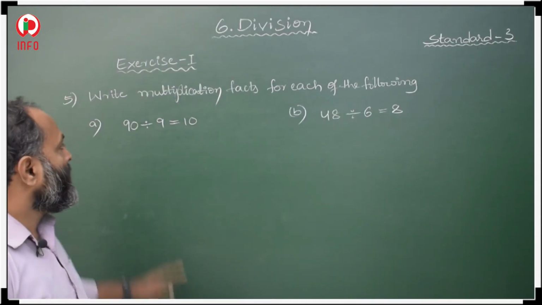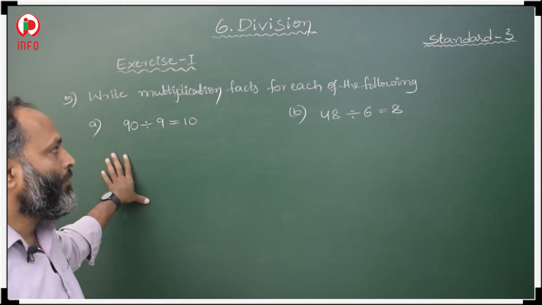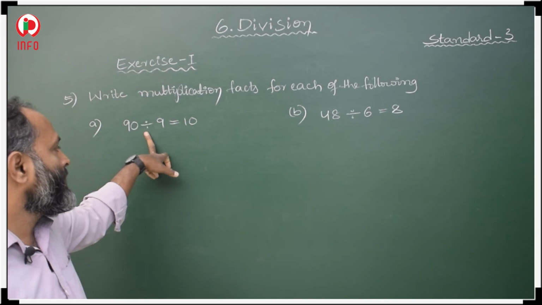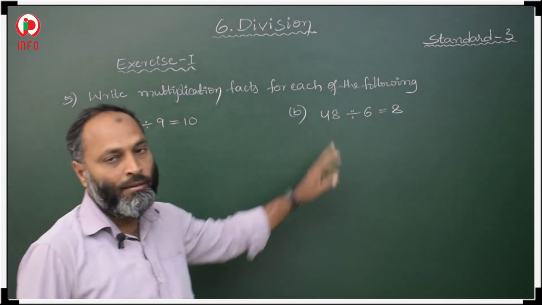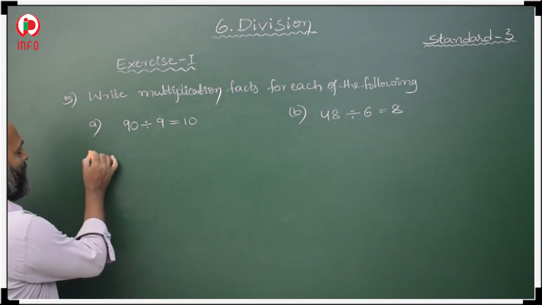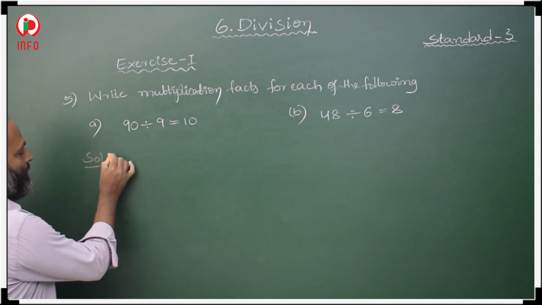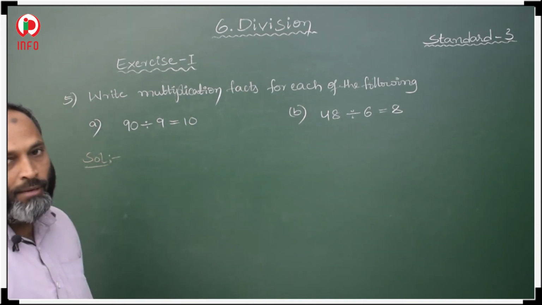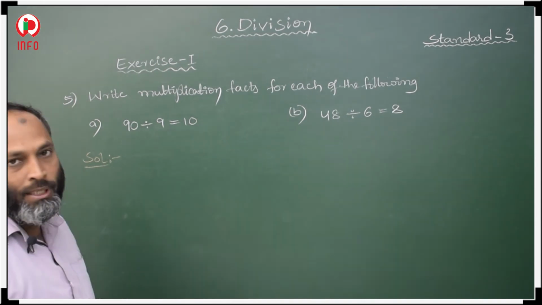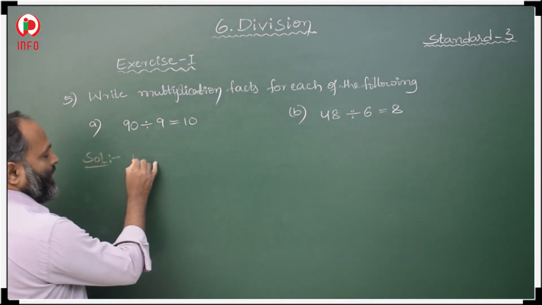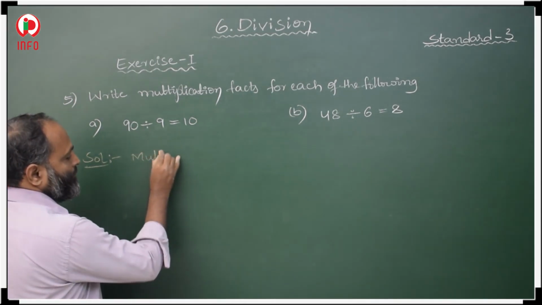Okay. Now, in this question we have to write multiplication facts. Here a division fact is given, so we have to write multiplication facts. First division fact, if 90 is divided by 9, then the quotient is 10. Then multiplication fact. How to write multiplication fact?